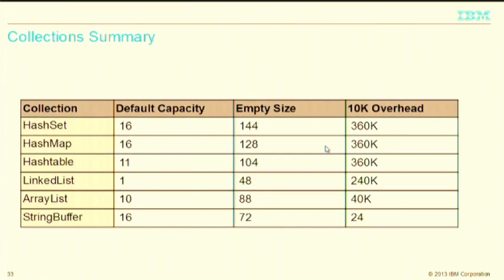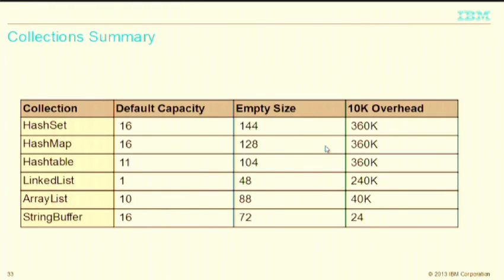Okay, so there's our range of default capacities: hash set 16, hash map 16, hash table 11, array list 10, string buffer 16. So there's a range of them, and there's a range of empty sizes as a result, and there's a range of 10K overhead. So the overhead if you've got 10,000 entries.